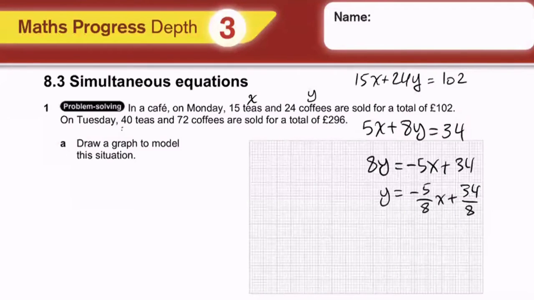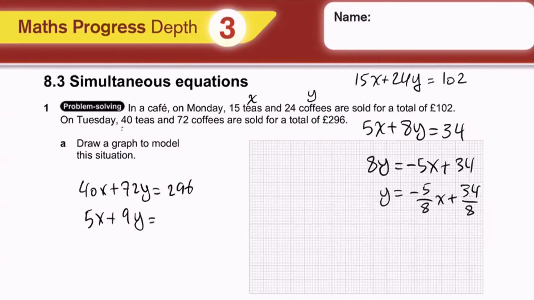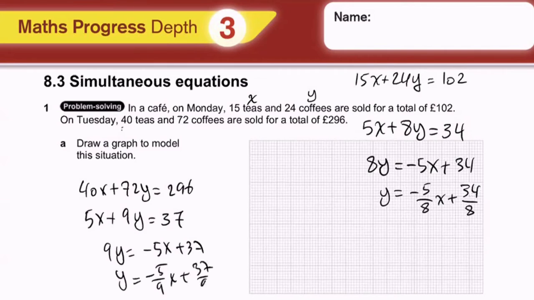The second one is 40x plus 72y equals 296, divided by 8: 5x plus 9y equals 37. So 9y equals negative 5x plus 37. Okay, y equals negative 5 over 9x plus 37 over 9. Okay, 37 over 9 is 4 point something, and 34 over 8 is also 4 point quarter.